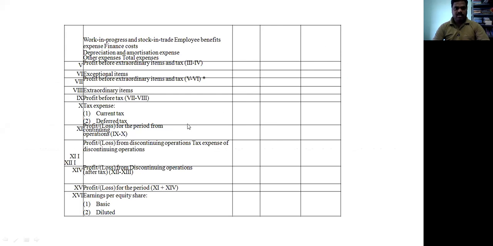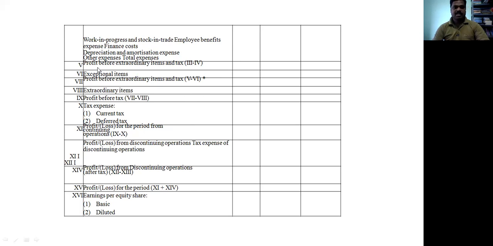First and foremost, the revenue from operations is to be recorded. The note number is compulsory. Figures as at the end of the current year reporting period, as per the 1956 Companies Act, revised 2013. Other income is to be shown, giving total revenue, 1 plus 2, and then the expenses are to be recorded. See that the work in progress and stock in trade, employee benefit expenses, finance costs, depreciation and amortization expenses, and other expenses. This will become total expenses.